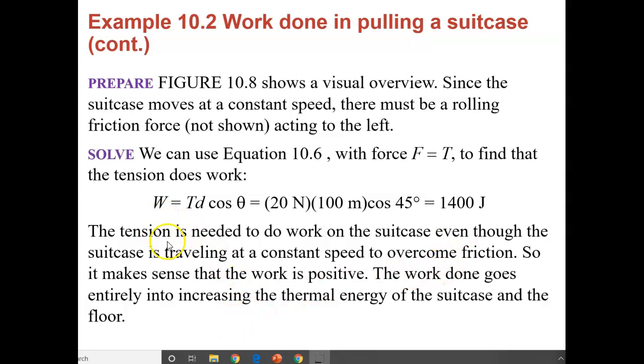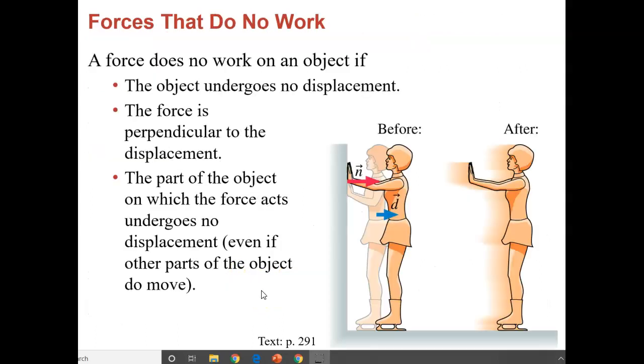Now notice it says here the tension is needed to do work on the suitcase, even though the suitcase is traveling at a constant speed, to overcome friction. So the work done is positive. The work done goes entirely into increasing the heat energy of the suitcase and the floor. You increase the heat energy because of friction there.